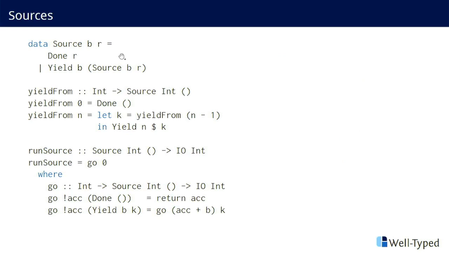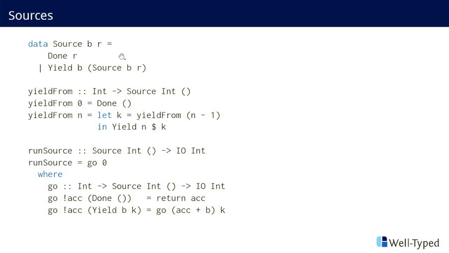I want to simplify hugely here, because the problem is quite subtle. So I'm going to consider sources. A source is like a conduit which only yields values, so this is almost like a list. We have a cons constructor, which in this case is called yield, and then the nil constructor is done, and in this case, done also carries a result. For example, yield from here is a conduit or a source that yields all the values from n down to 0. And then we have a very custom interpreter for this thing, which just runs the conduit. Every time it yields a number, it adds it to some accumulator, and when it reaches done, it just returns the accumulator.